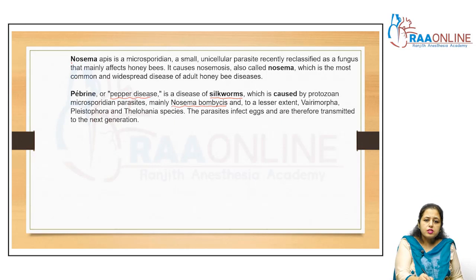Nosema apis is a microsporidian, right? That is a small unicellular parasite recently reclassified as a fungus, that mainly affects the honeybees, but it also affects the silkworm, right? So it causes nosemosis, which is the most common and widespread disease of the adult honeybee. Clear? Now come to Dugesia.